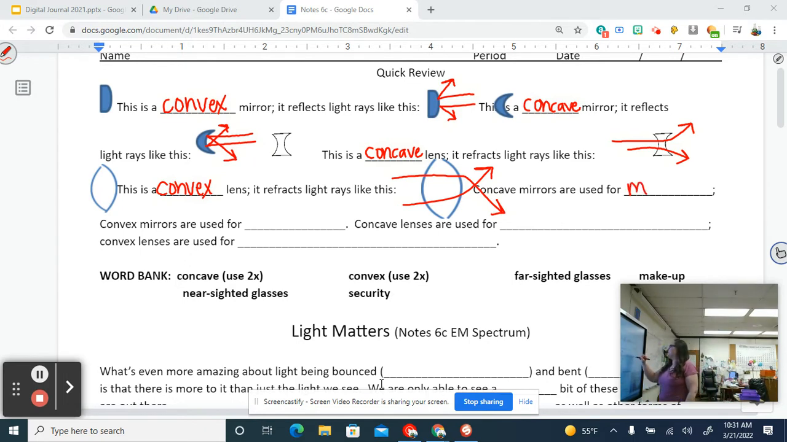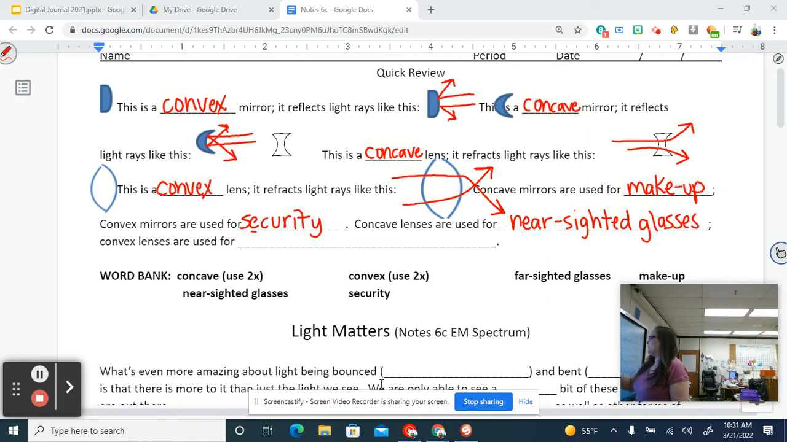Concave mirrors are used for makeup or magnification. Convex mirrors are used for security. Concave lenses are used for nearsighted glasses. And convex lenses are used for farsighted glasses. All right, pause that if you need to get that typed in, but I'm going to erase and move ahead.